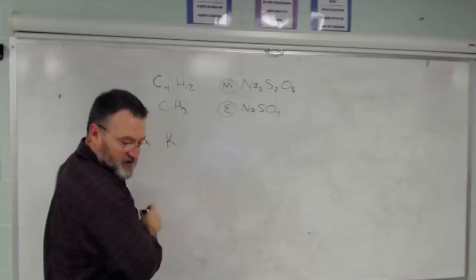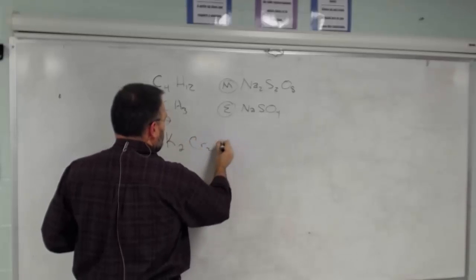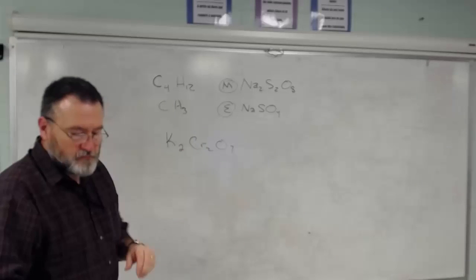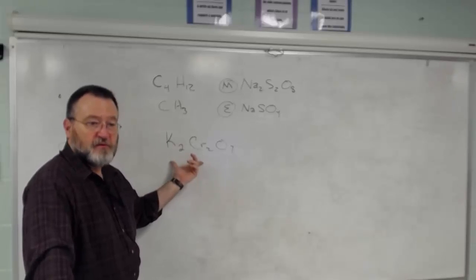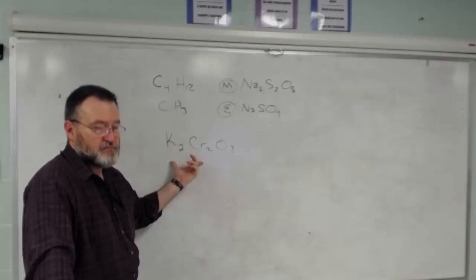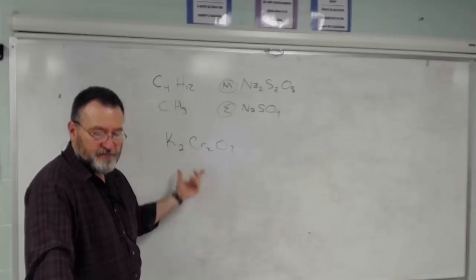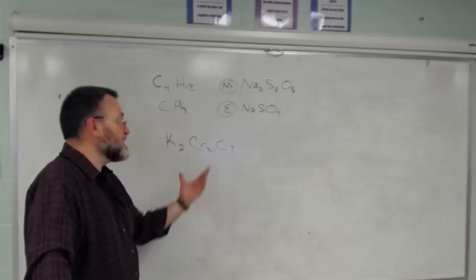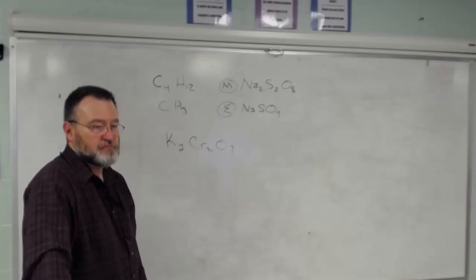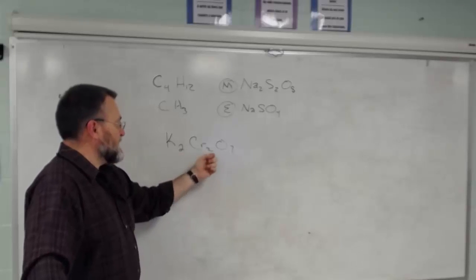Potassium dichromate, K2Cr2O7. Is this empirical or molecular? It's both. Right? It's already an empirical formula. How do I know it's empirical? Can't reduce. There's no common factor between these. We've got two evens and an odd.